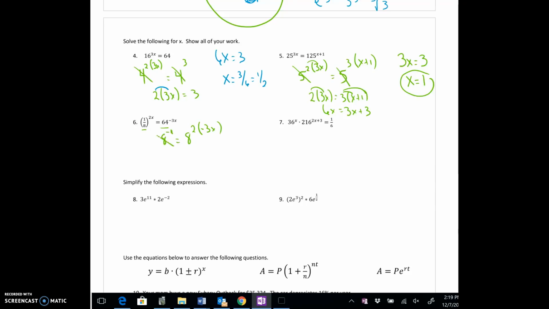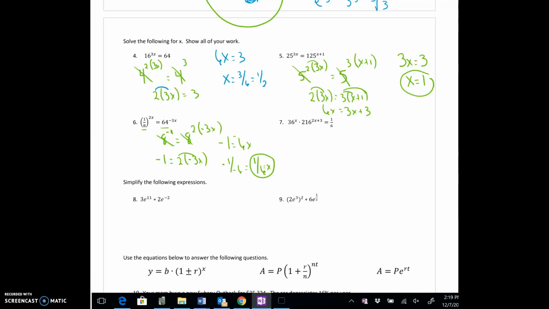So now that those are the same, ignore those bases. Focus on the exponents. With those parentheses, I'll distribute. So that's going to give me -1 equals -6x. And then to get x alone, I need to divide by -6, and -1 over -6 is just 1/6 as your answer. Oops. All right, last problem.